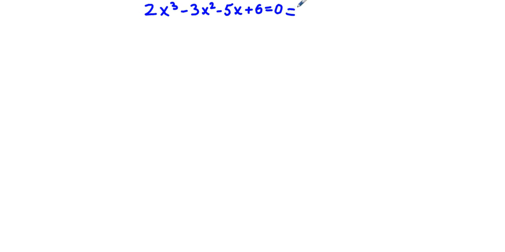But if we were to solve this by graphing, one way to do that would be to replace this 0 with an f of x. So if we decide to rewrite this equation as a function, f of x equals 2x cubed minus 3x squared minus 5x plus 6, and we graphed this function, we could see where the function touches or crosses the x-axis and thereby find our solutions to this equation. Or maybe there's only one solution.